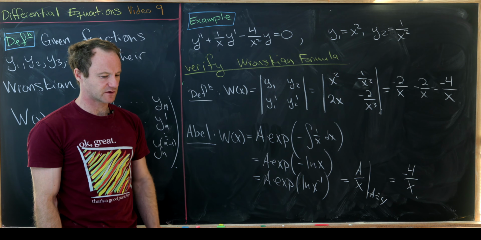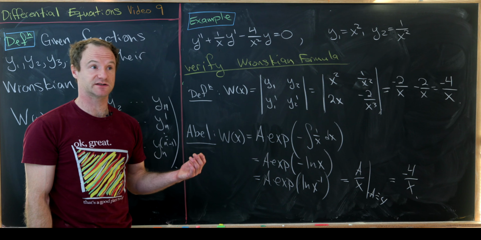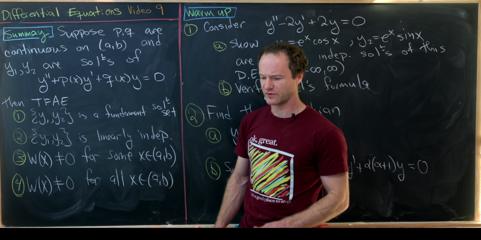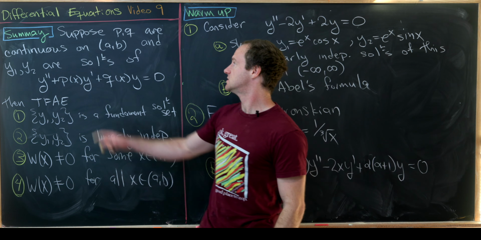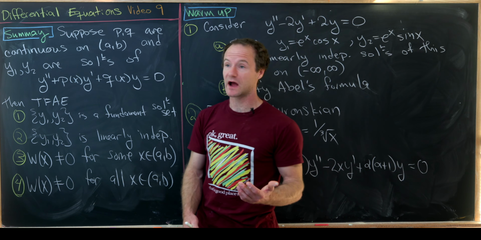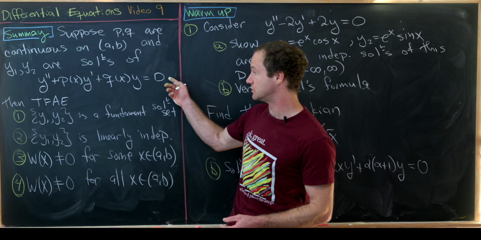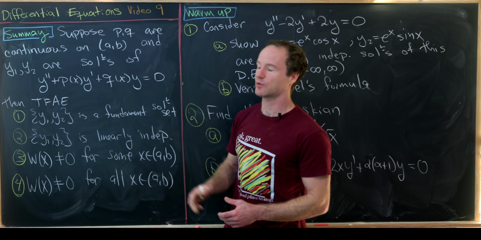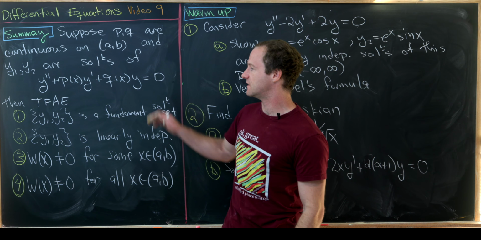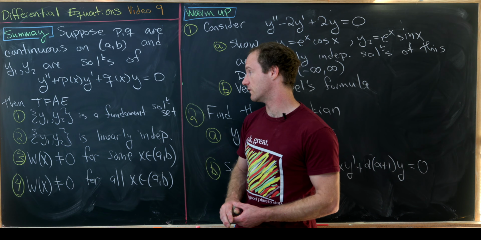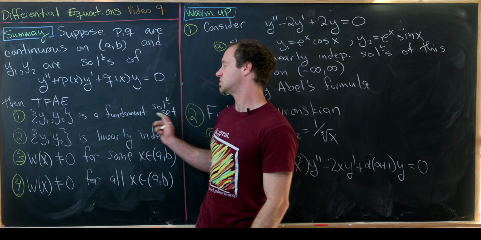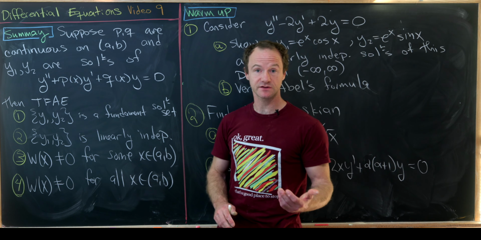Okay, so let's end with a little bit of a summary, and then I'll give you guys some warm-up problems. So here's a summary theorem for what we covered today. We didn't prove everything, but this is the takeaway, I would say. Let's suppose that p and q are continuous functions on the interval (a, b), and y1, y2 are solutions to this differential equation, y double prime plus p of x y prime plus q of x times y, on that interval. Then the following 4 statements are equivalent. That's what TFAE means. The following are equivalent. The set y1, y2 is a fundamental solution set.